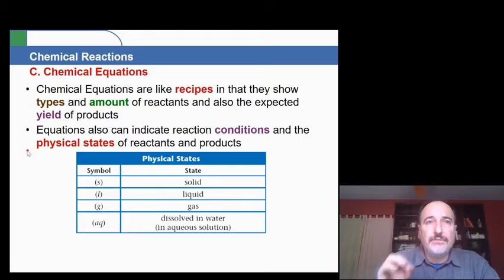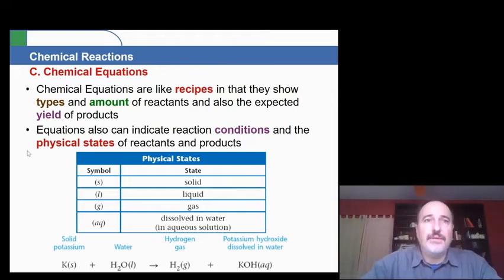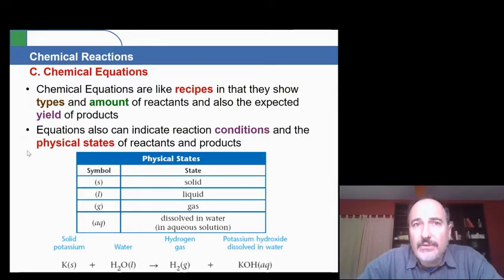So it often will say what states of matter the substances must be in. For example, here, solid potassium reacts with liquid water to produce hydrogen gas and potassium hydroxide solution. In other words, dissolved in water. That's why it has the AQ after it.